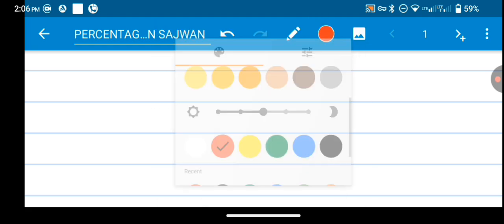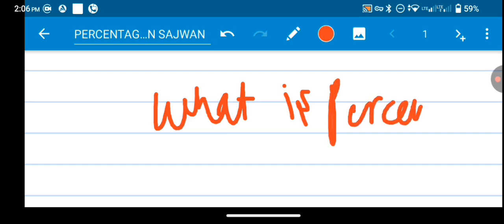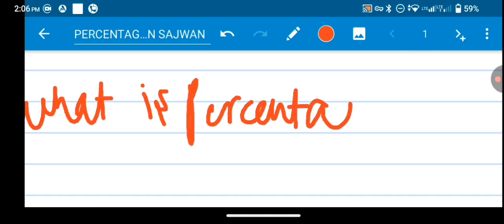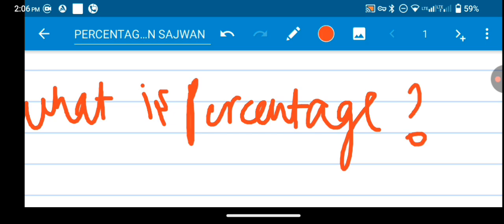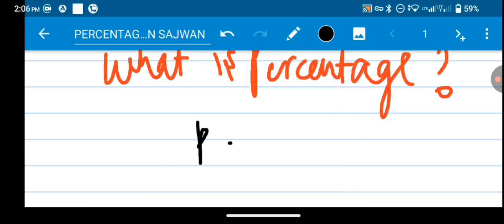What is percentage? What is the meaning of percentage? How we have to find percentage? How we can find percentage? So what is percentage?